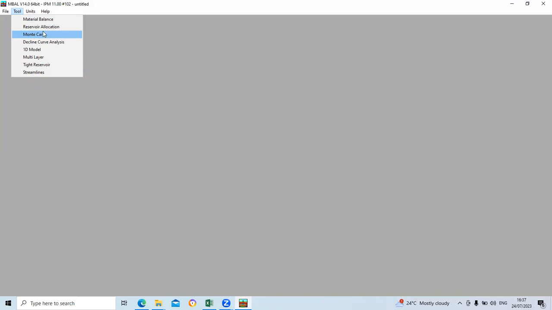Then we have the decline curve analysis. We have the 1D modeling. We have our multi-layer analysis. We have tight reservoir, and then we have streamline.